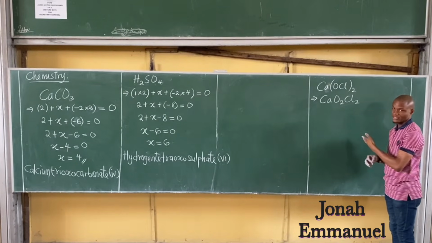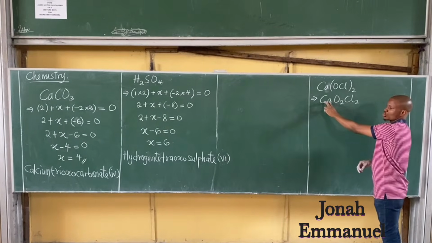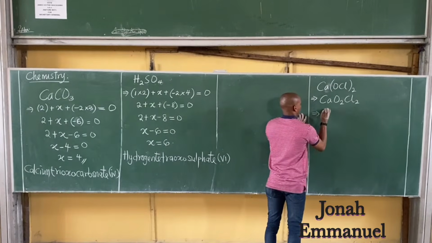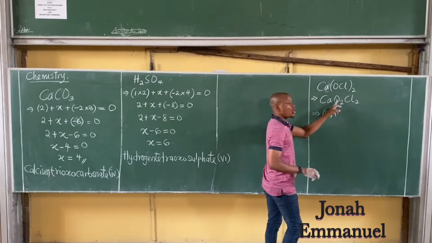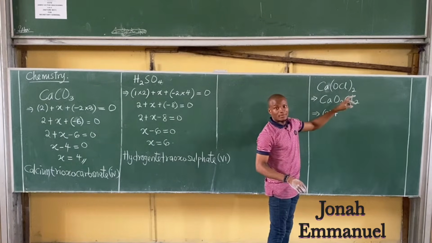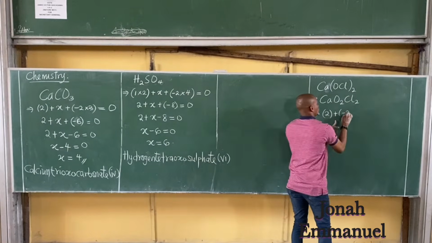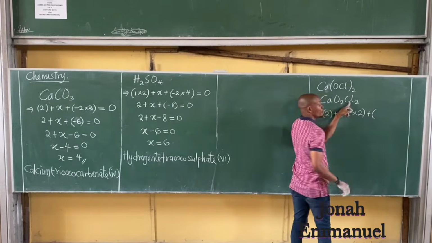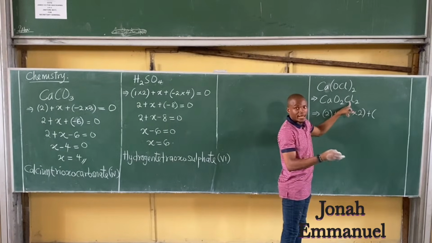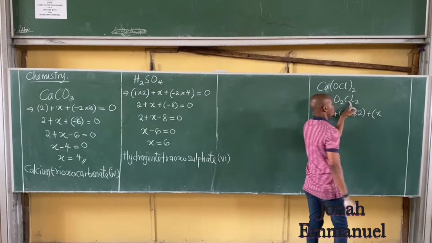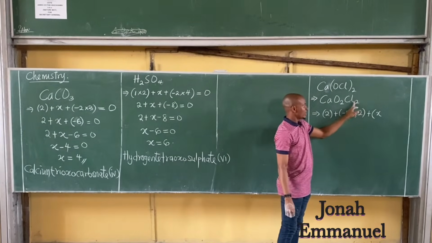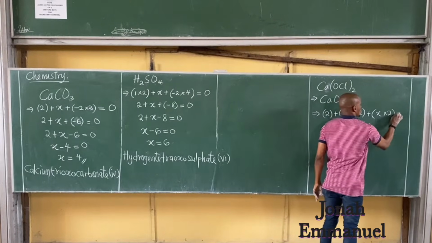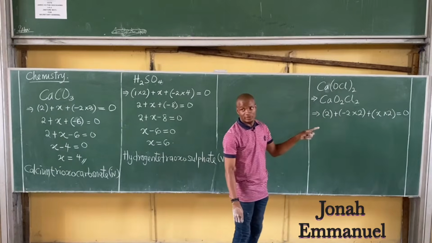So let's continue the question. How do I solve this? For calcium, what's the oxidation number? +2. For oxygen, what's the oxidation number? -2, times how many atoms? 2. For chlorine, my unknown is X, and it has 2 atoms, so X times 2. All of that equals 0.